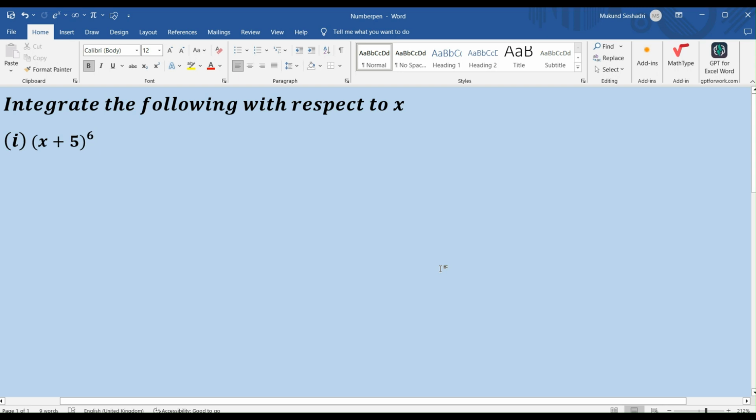So there we have the problem on our screen. Integrate the following with respect to x. X plus 5 the whole power 6.